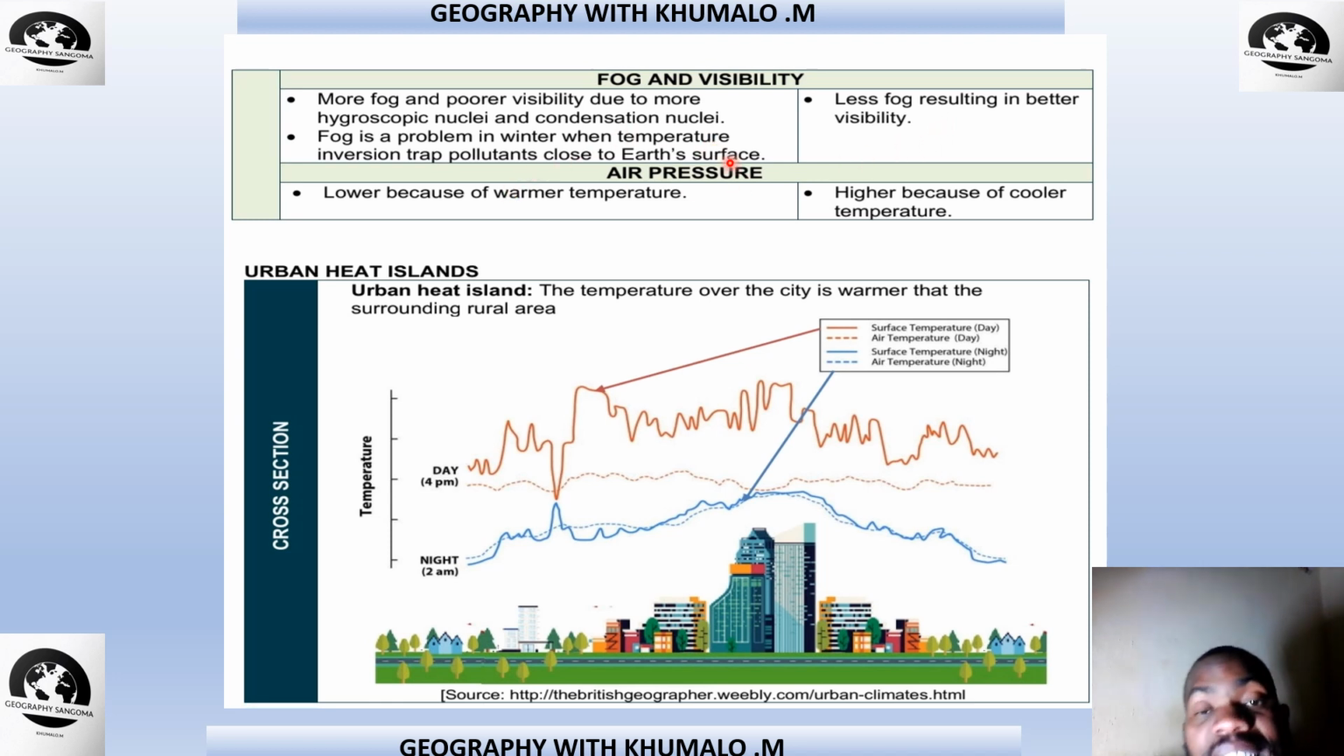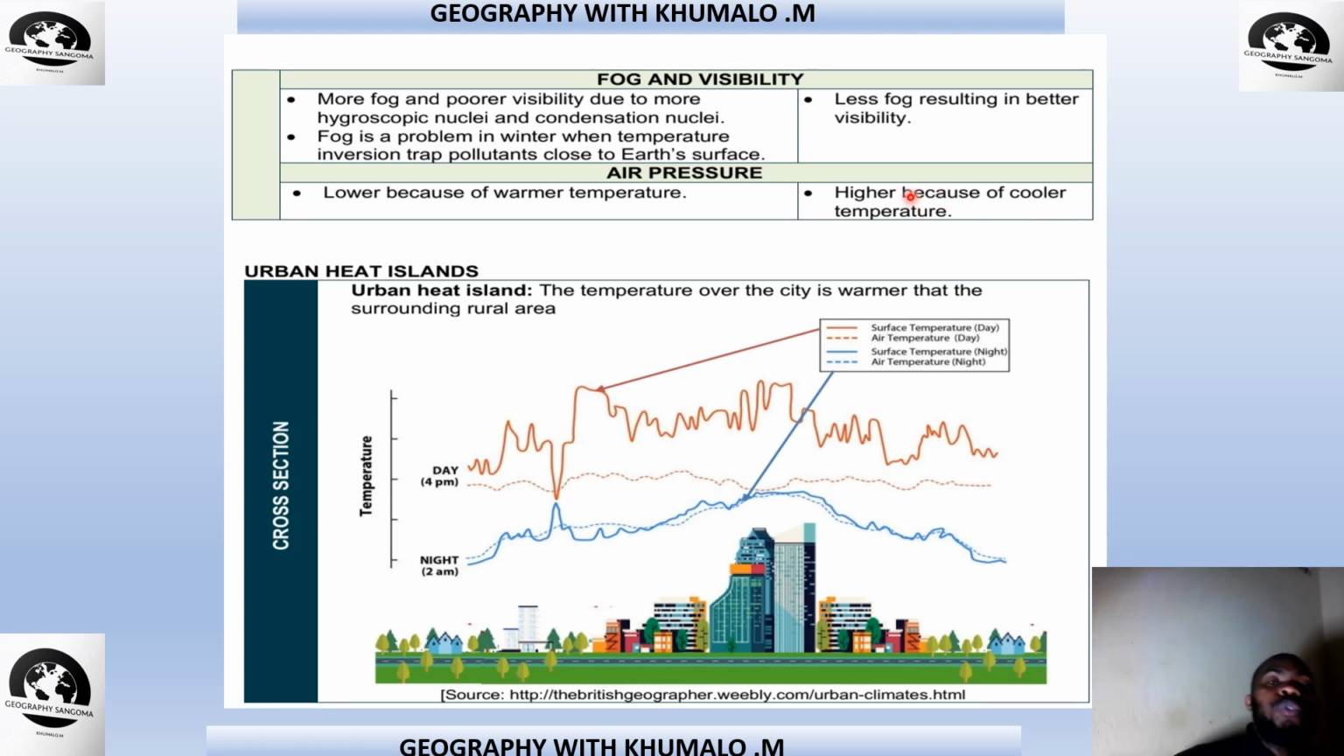Then we look at the urban climate versus the rural climate in terms of air pressure. There is low air pressure in the cities because there are warmer temperatures than in the rural areas. In the rural areas, there is a higher air pressure because of the cooler temperature.